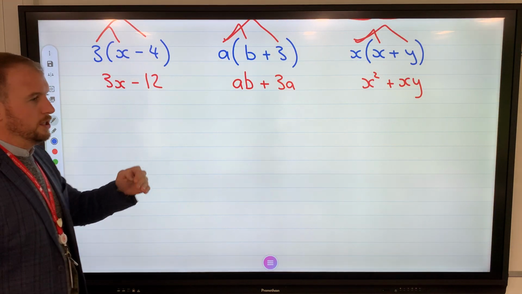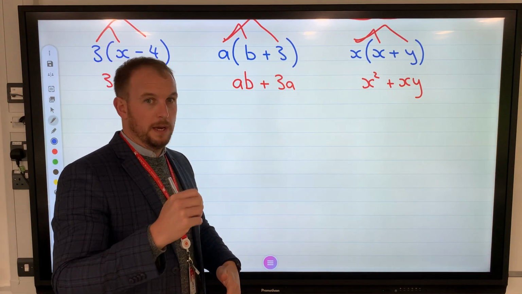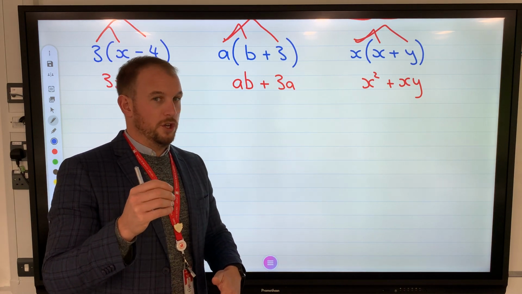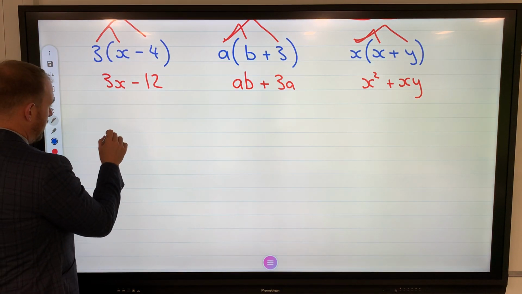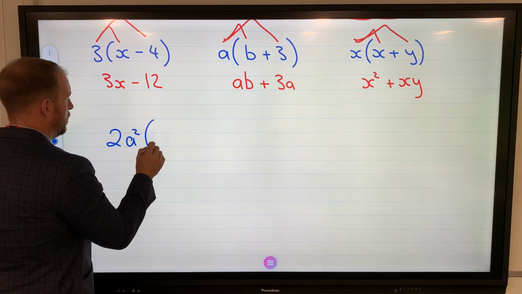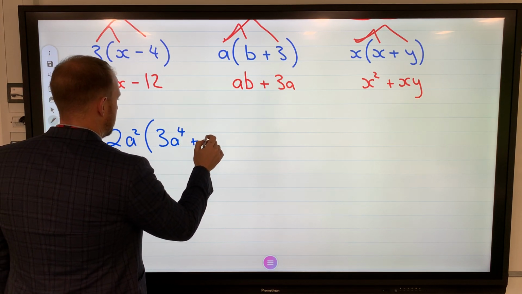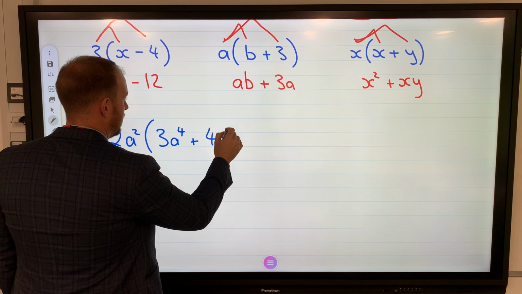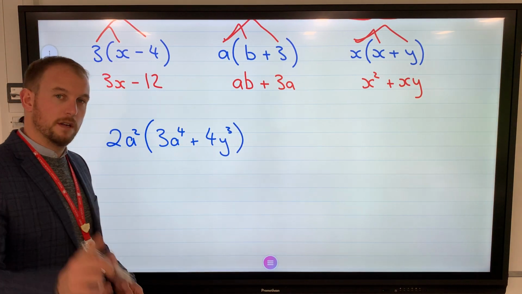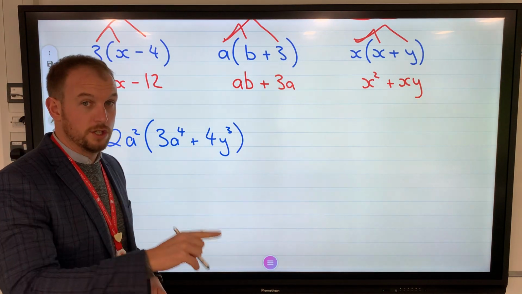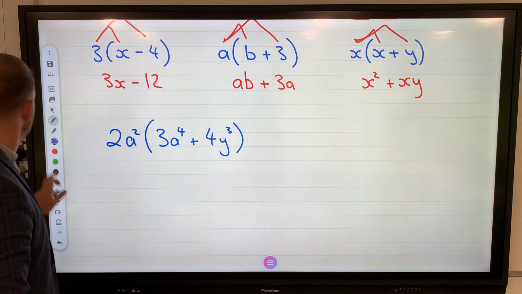We now get the chance to incorporate the rules of indices. Again, there's another video there. Have a sneaky peek at that, where we can use that skill within these sort of questions. So if I had 2a squared, open bracket, 3a to the 4 plus 4y cubed. Now that looks really, really difficult. However, step by step, using the knowledge of laws of indices, or rules of indices, we can tackle this problem.